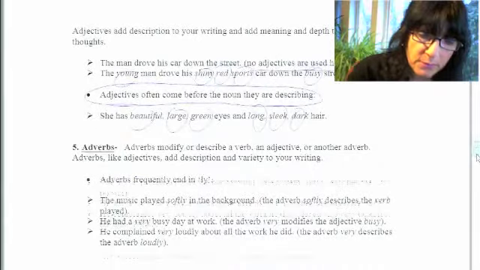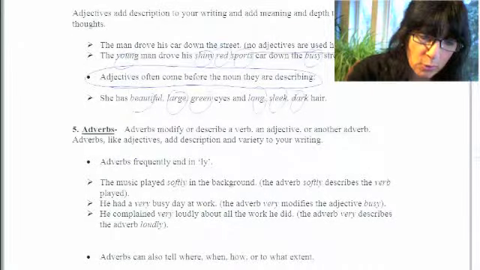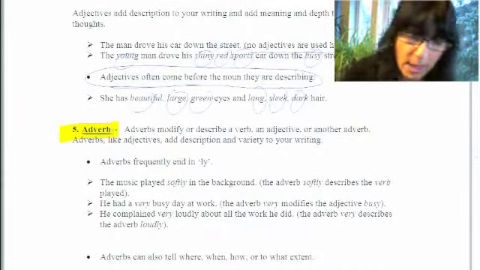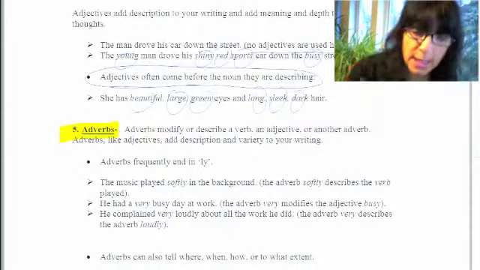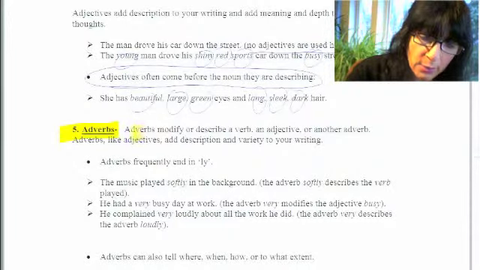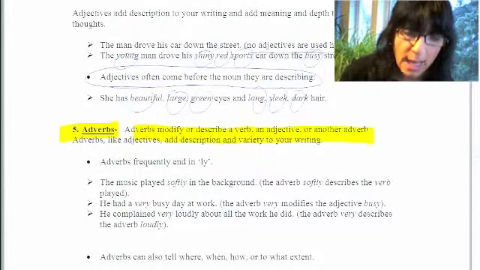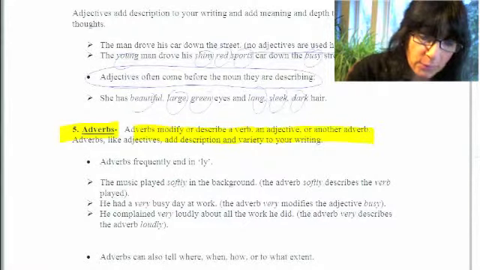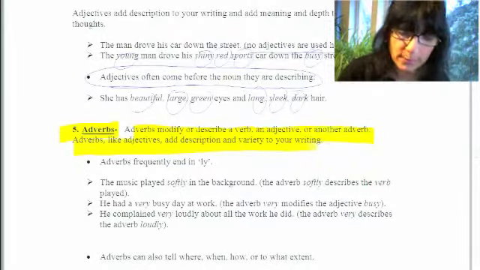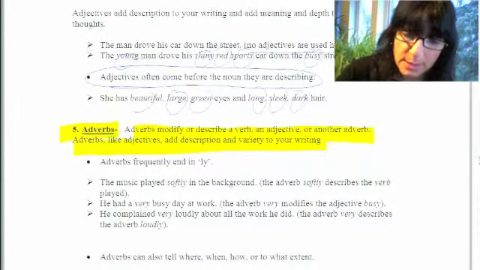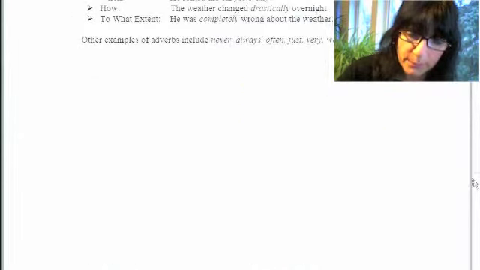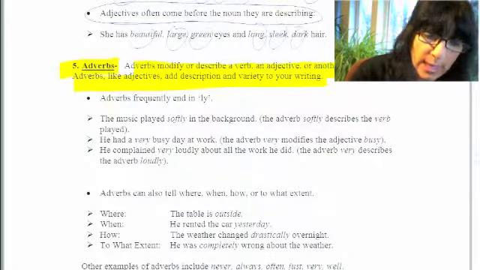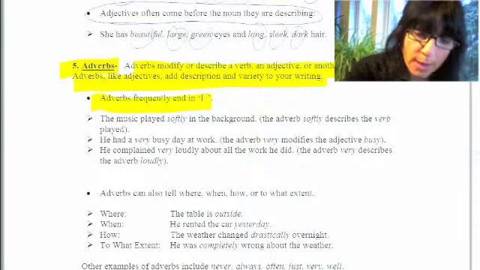The 5th type of part of speech to know about is the word adverb. Adverbs, unlike adjectives, they modify or describe verbs, adjectives, or other adverbs. And like adjectives, they add description and variety to your writing. Now, how do you pick out adverbs? There are a couple of ways. 1, adverbs frequently end in ly.